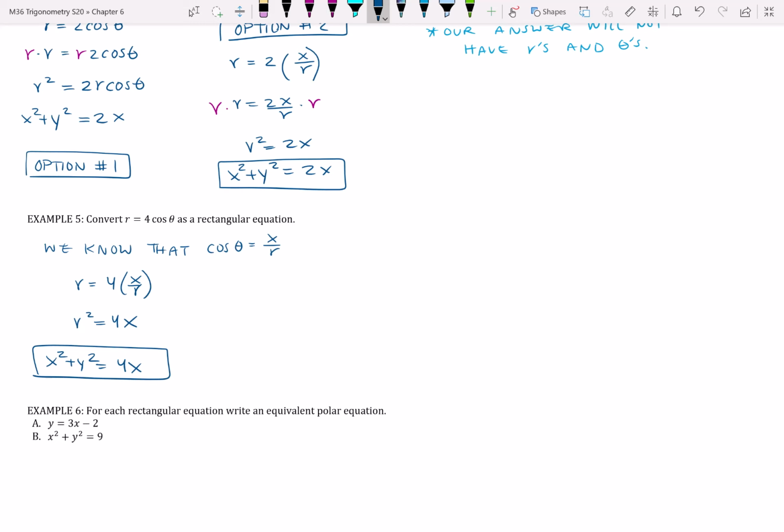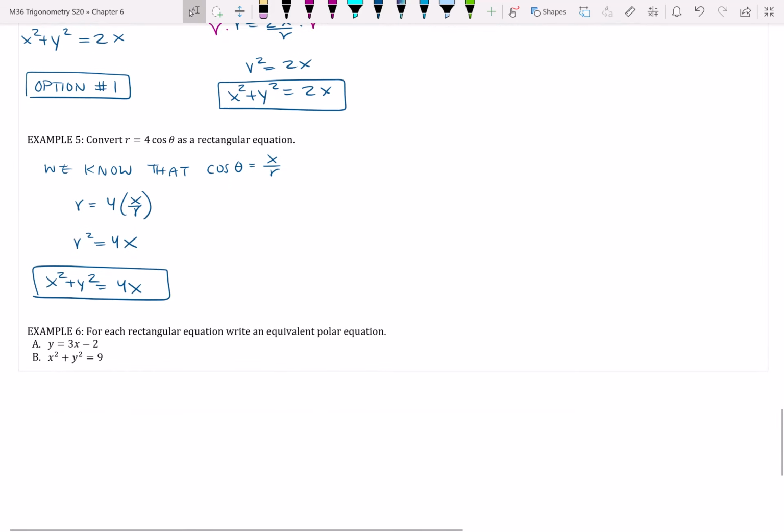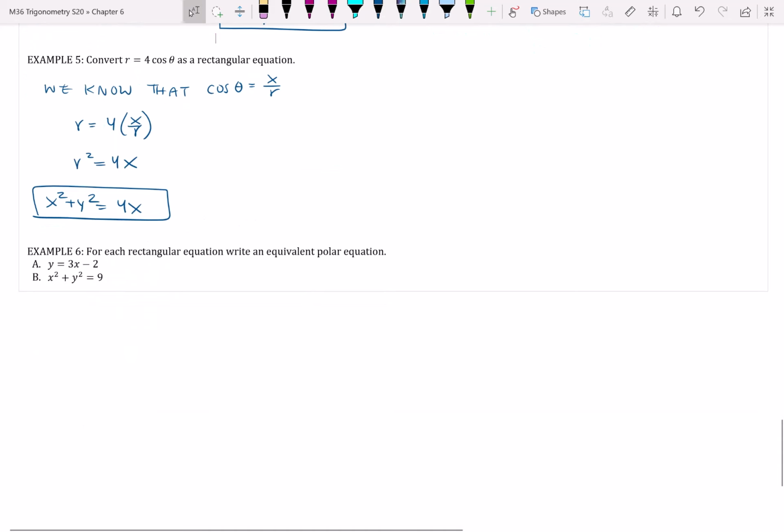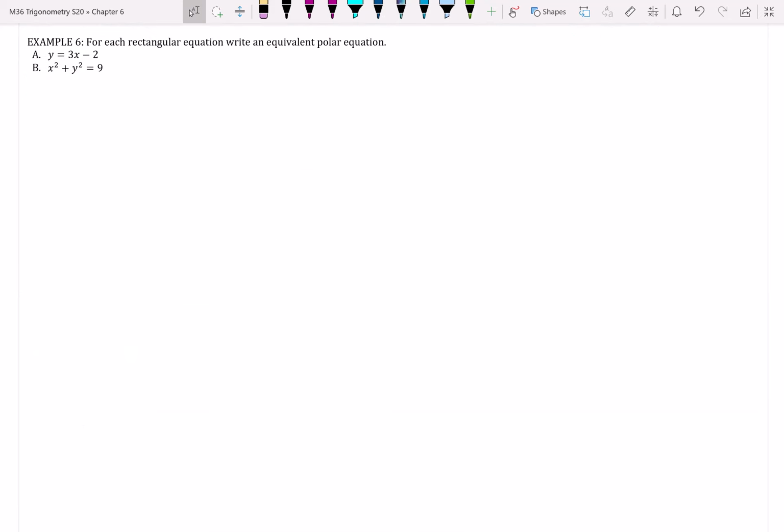So let's try something more interesting. Let's try example 6. This is the last example here. For each rectangular equation, write a polar equation. So we're going to go from rectangular to polar. Now we want to make sure that there are no x's and no y's, just in terms of either r or theta, or both r and theta.